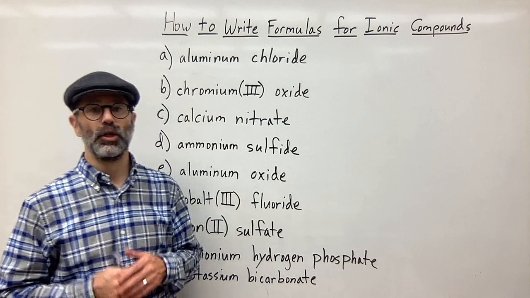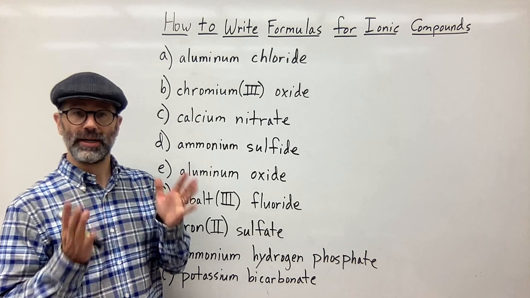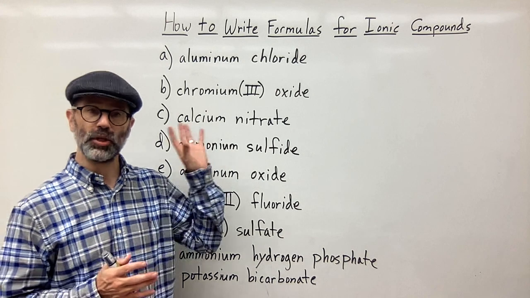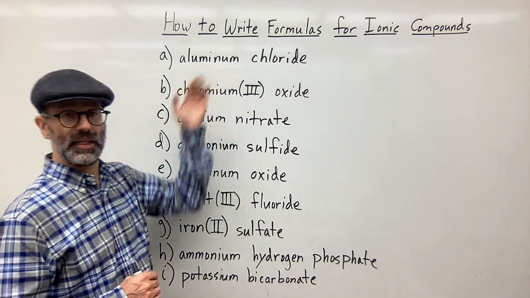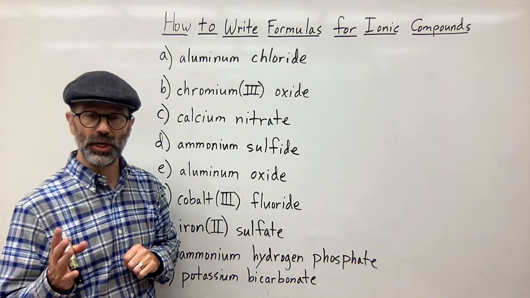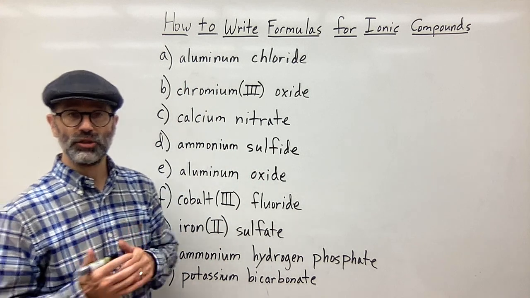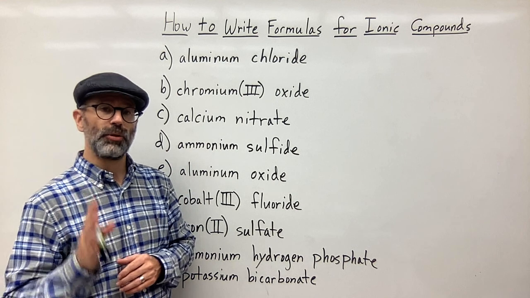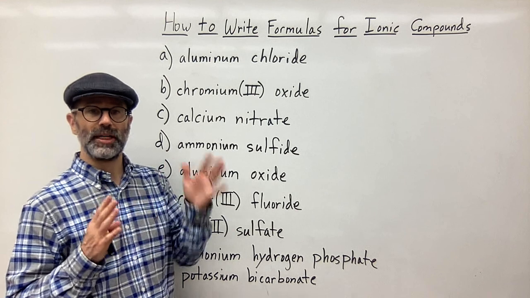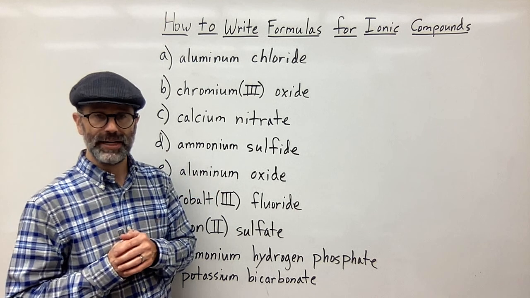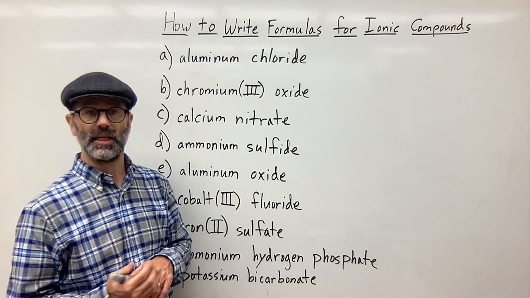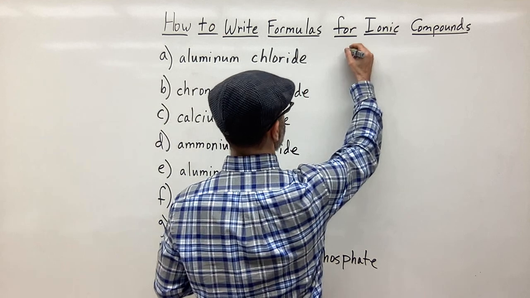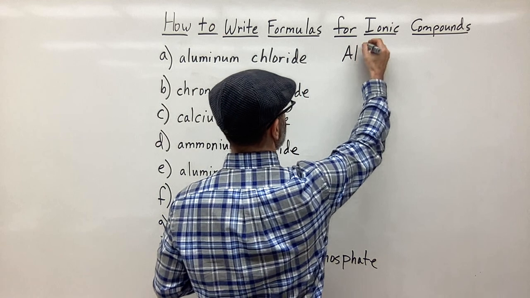So for A, we have aluminum chloride. So we're going to write down the ions for each part of the name. We're going to start with aluminum. So aluminum is on the periodic table. It's in group 3. So if we follow the strategy, we need to know what the charge on aluminum is. It's in group 3, so that means it's going to lose 3 electrons to be like the noble gas. So by losing 3 electrons, it's going to have a positive 3 charge. So we write Al3+.